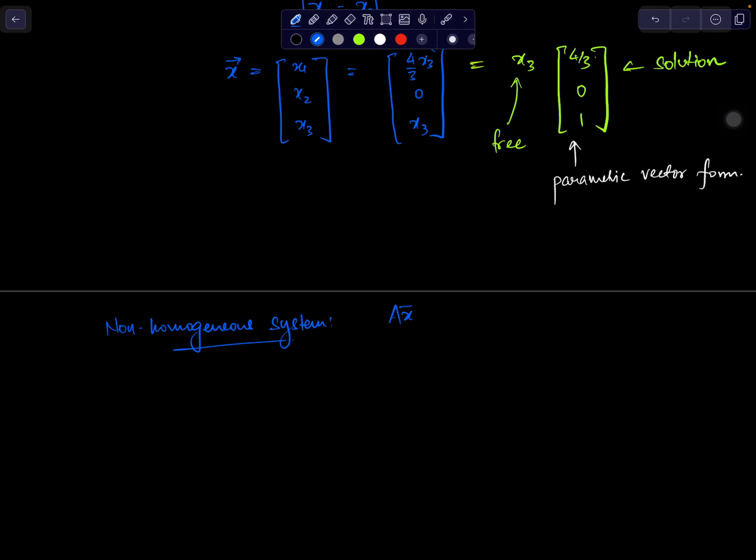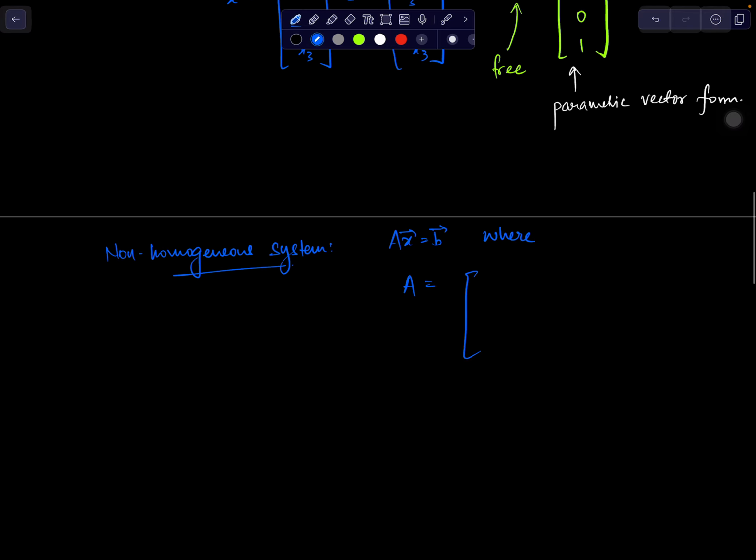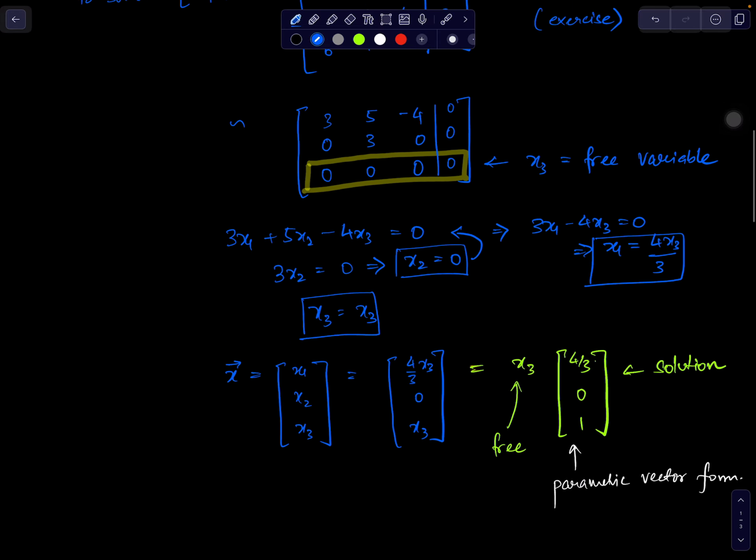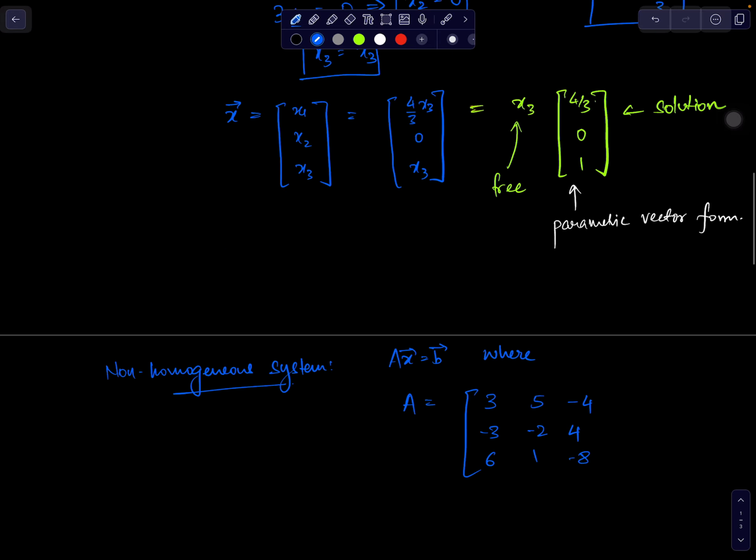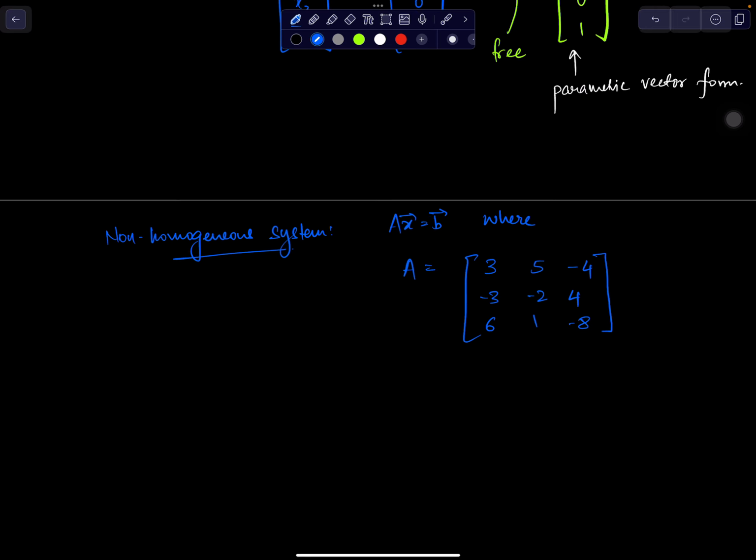Suppose we take AX equals B, where A is the matrix. Remember, instead of giving you a system of equations, I'm giving it to you in the matrix-vector form, or the matrix equation form. 3, 5, minus 4, minus 3, minus 2, 4, 6, 1, minus 8. If you closely observe, these are exactly the coefficients I had in the homogeneous case, with the only difference being that my B vector will be a non-zero vector. So let's say it is 7, minus 1, minus 4.